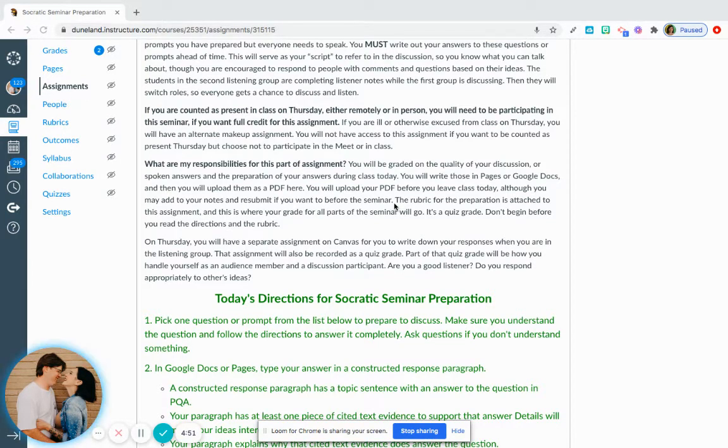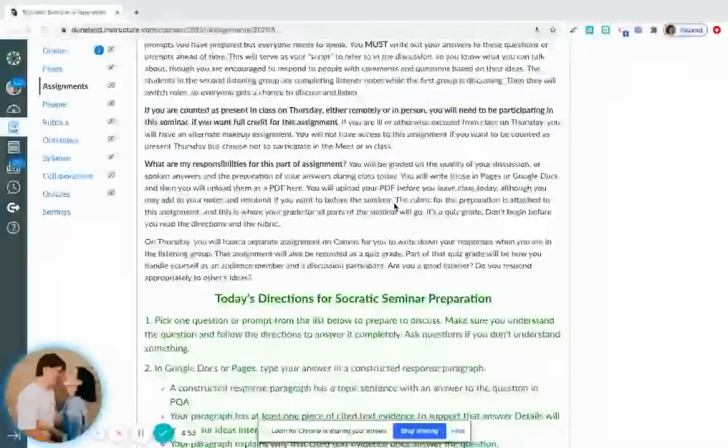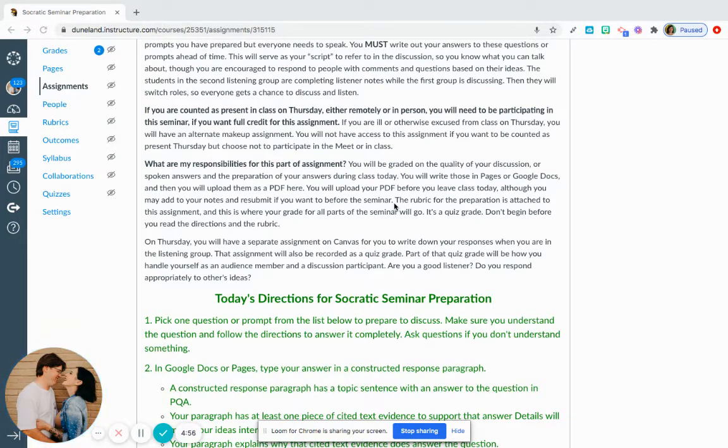I highly encourage you, it has unlimited attempts for submission, to get something down. This is a quiz grade, and since I am not in class today, I know some people are sometimes off task. I really recommend that before you leave class, you submit something. And then if it's not perfect and you look at the rubric and you want to make changes, go for it. The rubric is going to be attached to the assignment, and that is where your grade for all of the parts of the seminar will go.